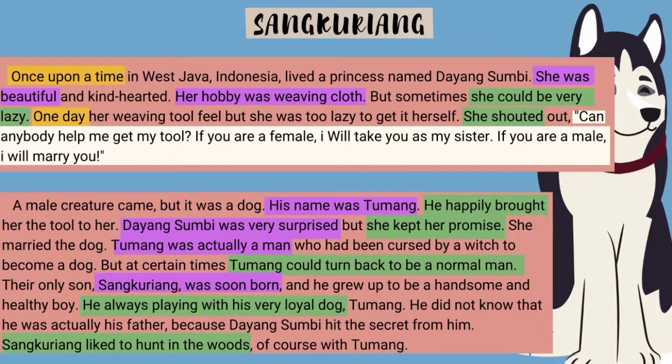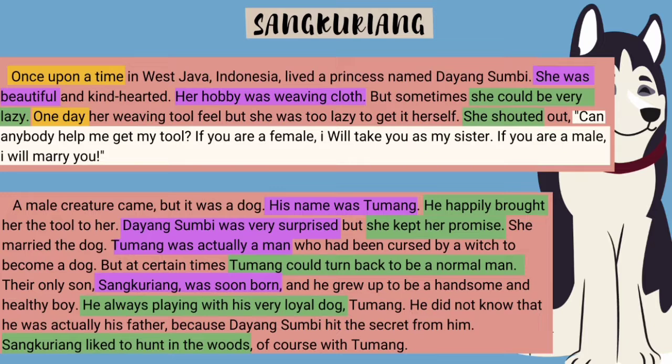Once upon a time in West Java, Indonesia, lived a princess named Dayong Sumbi. She was beautiful and kind-hearted. Her hobby was weaving cloth. But sometimes she could be very lazy. One day her weaving tool failed, but she was too lazy to get it herself. She shouted out, "Can anybody help me get my tool? If you are a female, I will take you as my sister. If you are a male, I will marry you."